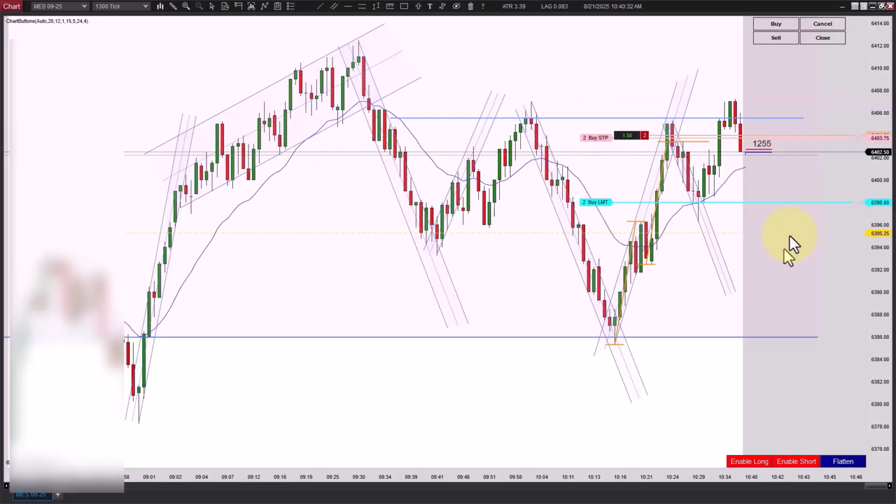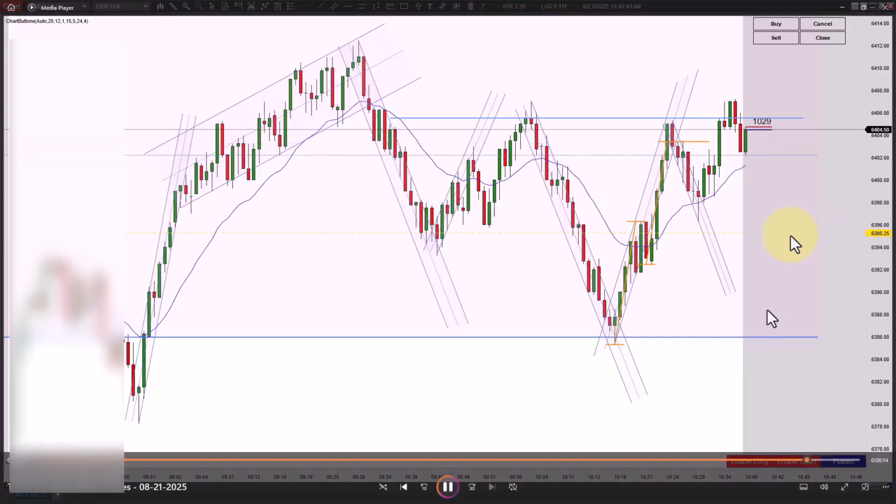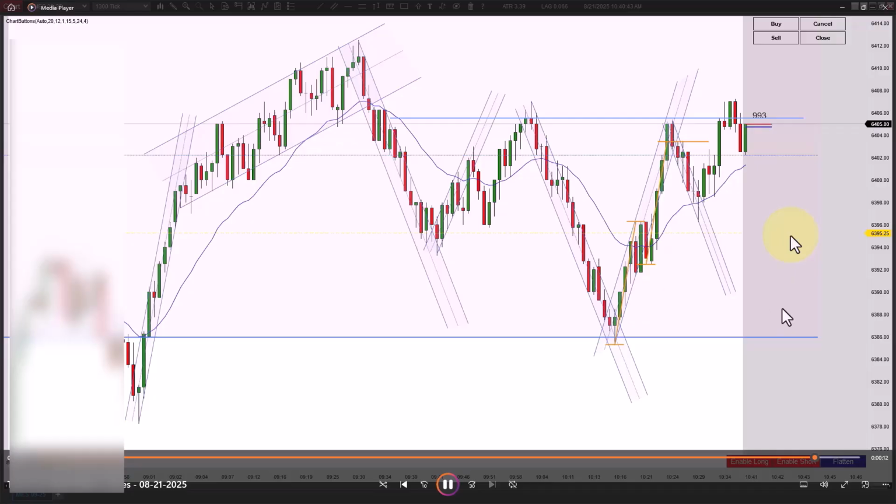Order All filled, right there where we got our scalp. Order, and you see filled, just instantly it comes back. And I get stopped out on the other one. But again, I got 9 points on both trades.